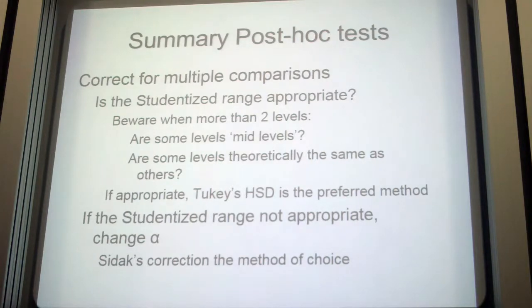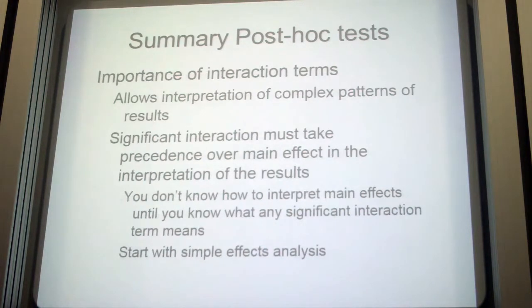Think carefully if the studentized range is the appropriate way to do it. If it is not, so if you're dealing with a continuous variable and it should be bounded, it shouldn't just keep increasing and increasing, but it should be limited, then rather than the studentized range, think of changing alpha. Sidak's method is the method of choice, unless it really doesn't matter if you say that there are differences when there aren't. Okay, so balance of the type 1, type 2 errors.